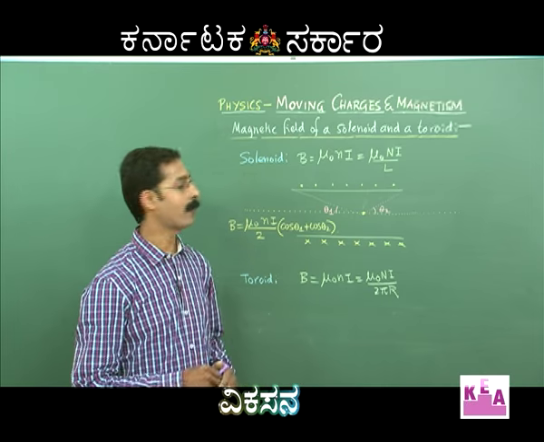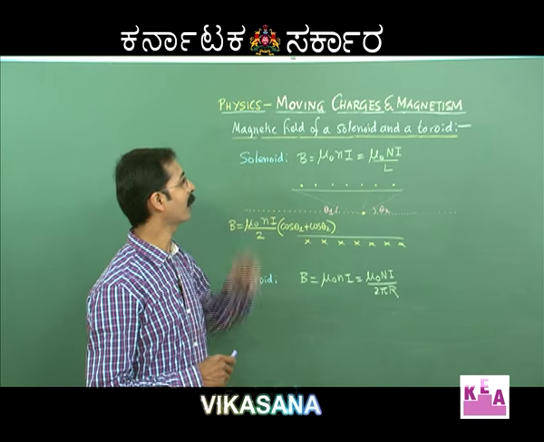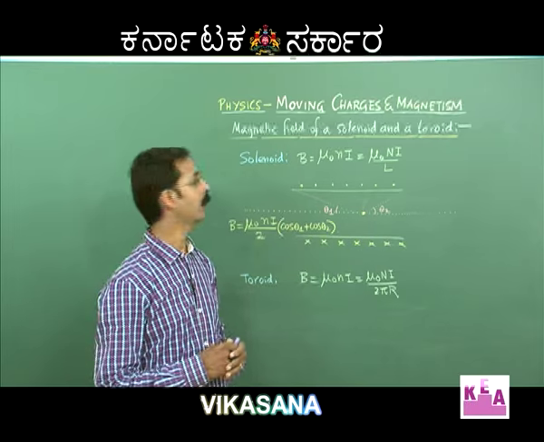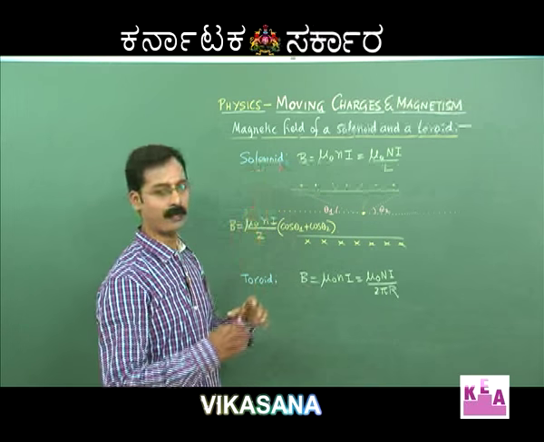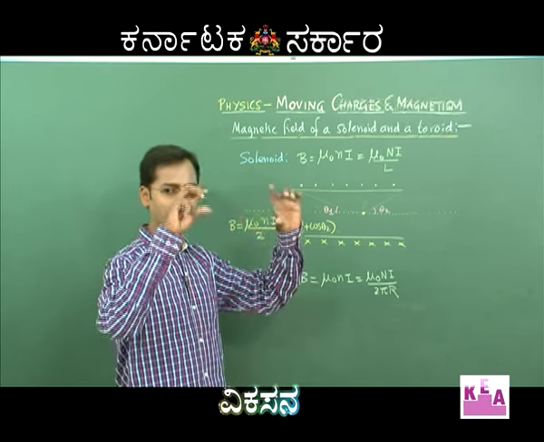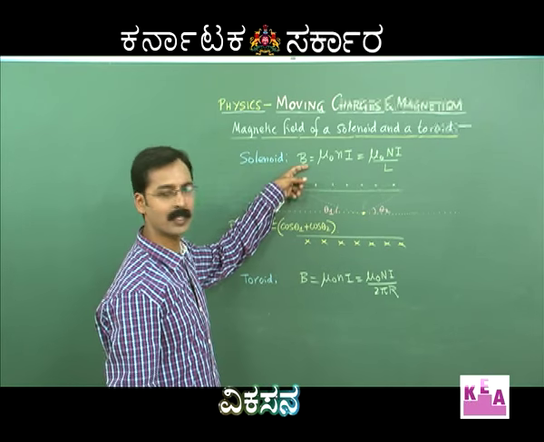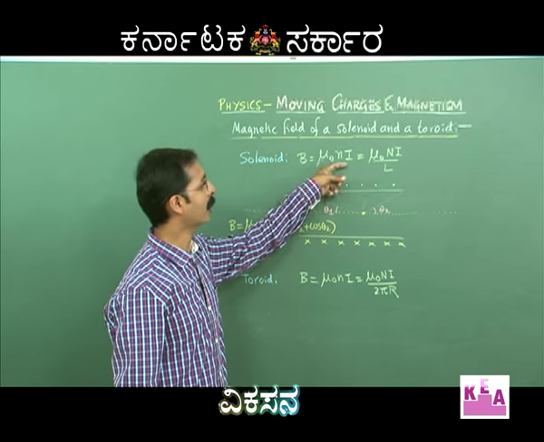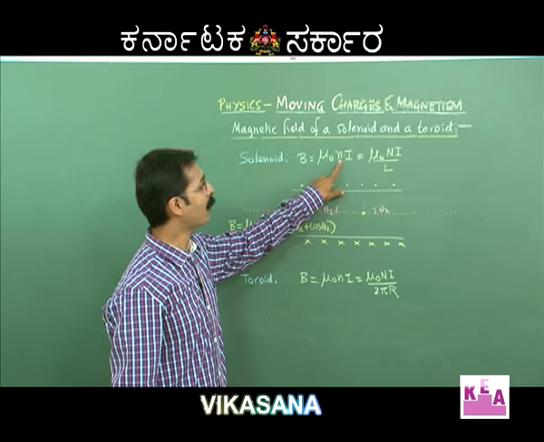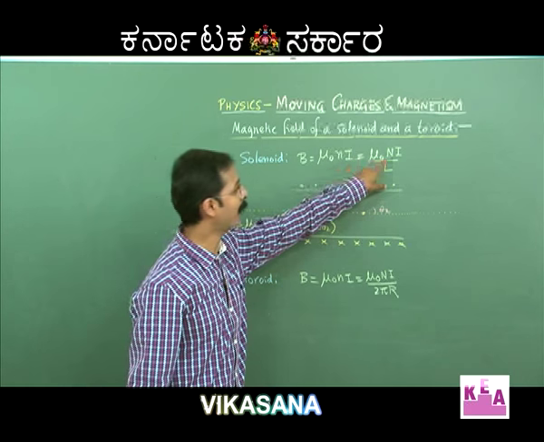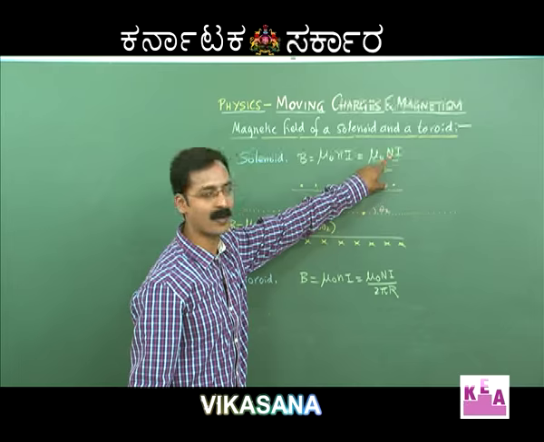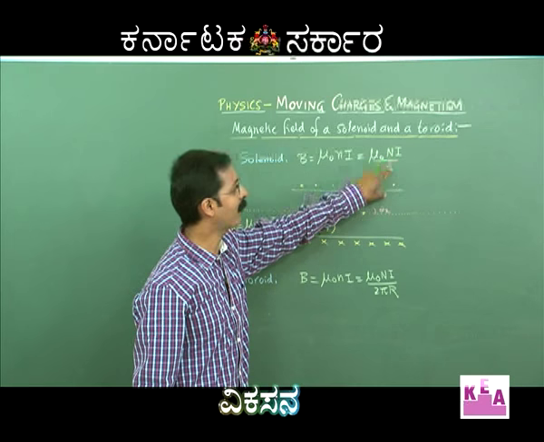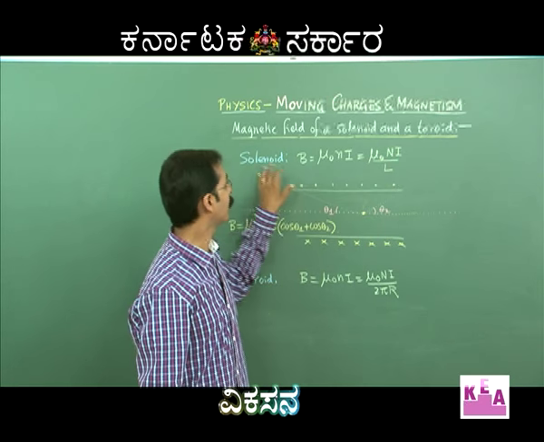As an application of Ampere's circuital law, we can calculate the magnetic fields of a solenoid and a toroid. If you have a long solenoid, very long and thin, the magnetic field well inside it is given by mu naught n i, where n is the number of turns per unit length, given by capital N divided by L.